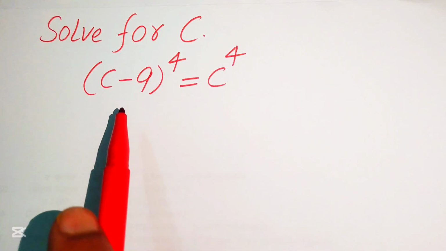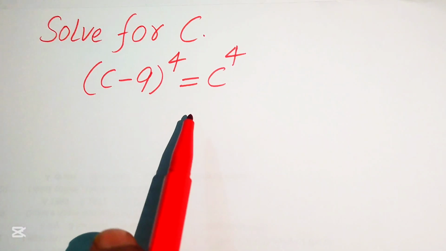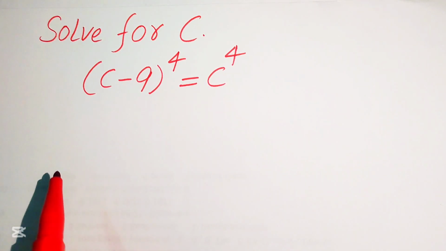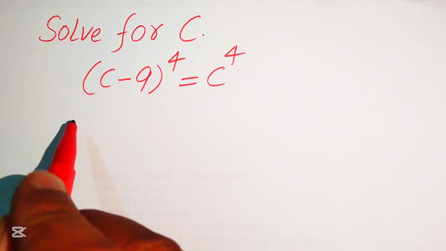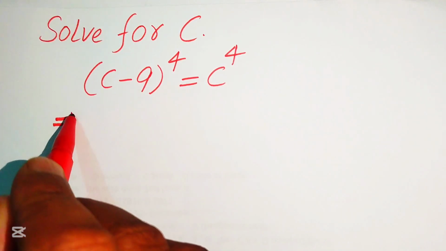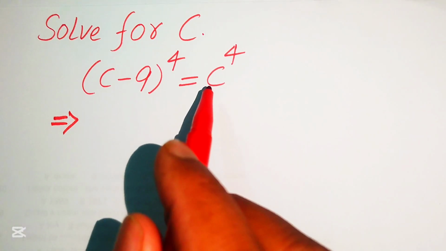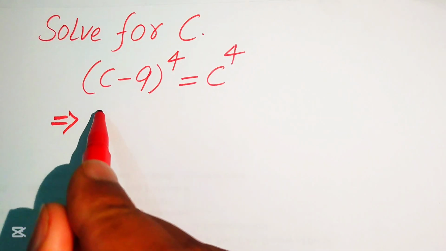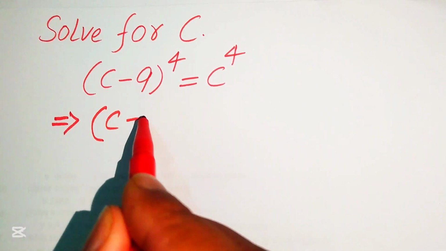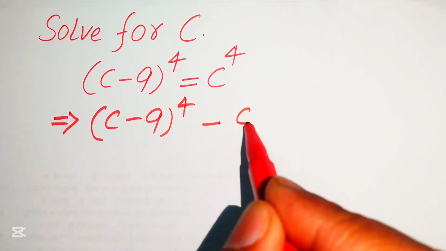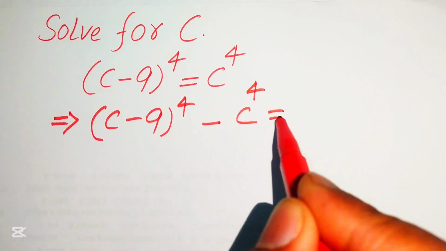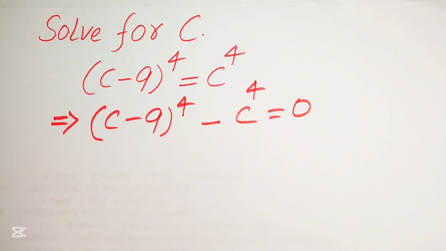So here we have (c - 9)^4 = c^4, and we solve this problem for the values of c. The very first step is to focus on the right hand side, and we move c^4 to the left hand side. It will be written as (c - 9)^4 - c^4 = 0.